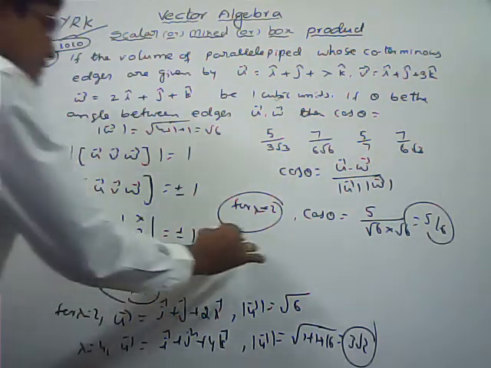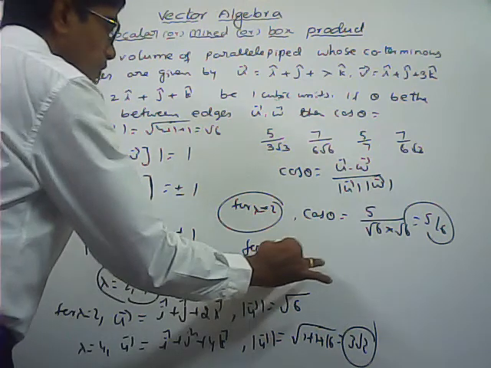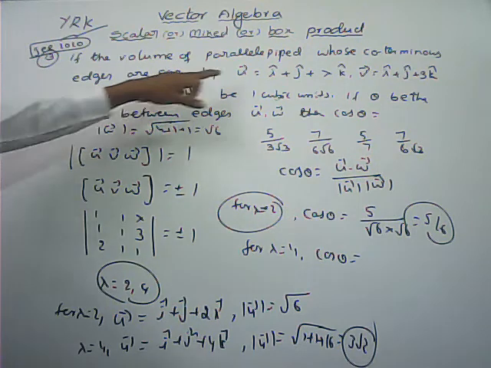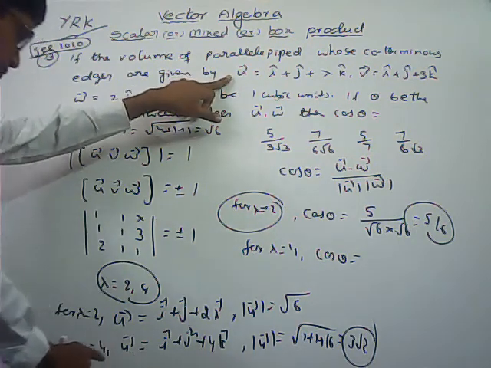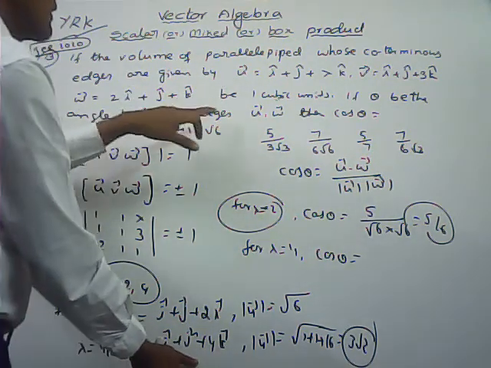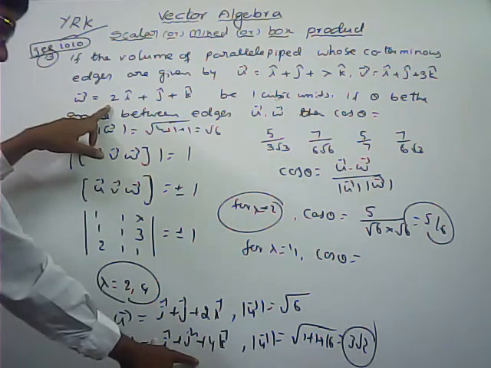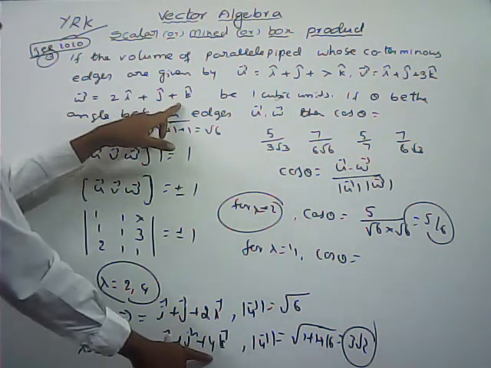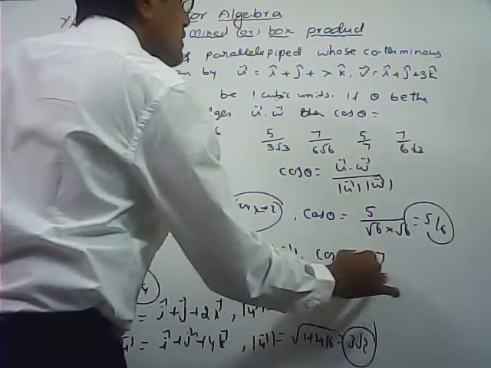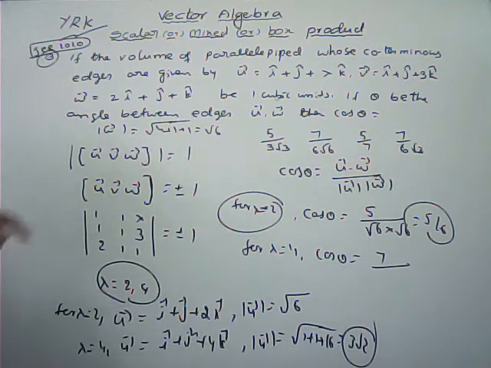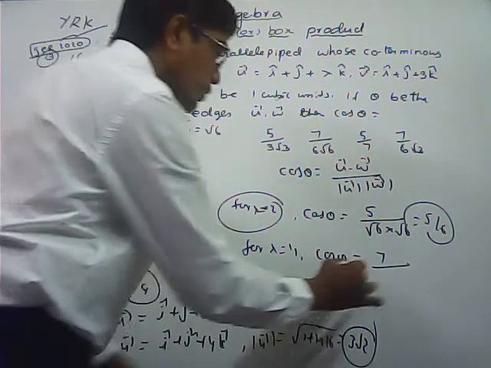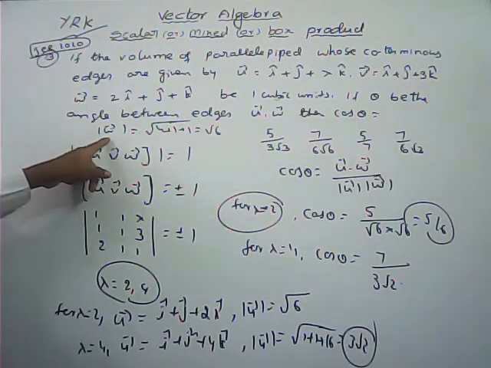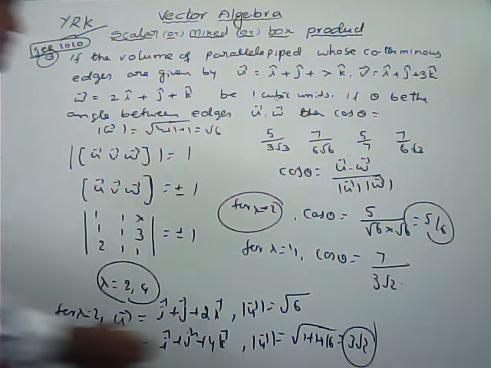Now for lambda is equal to 4, cos theta is equal to U bar dot W bar over the moduli. Here U bar, this one I am taking, and W bar, this one. 2 plus 1 plus 4, that is 7. 7 by modulus of U bar, here 3 root 2, into modulus of W bar, that is root 6.